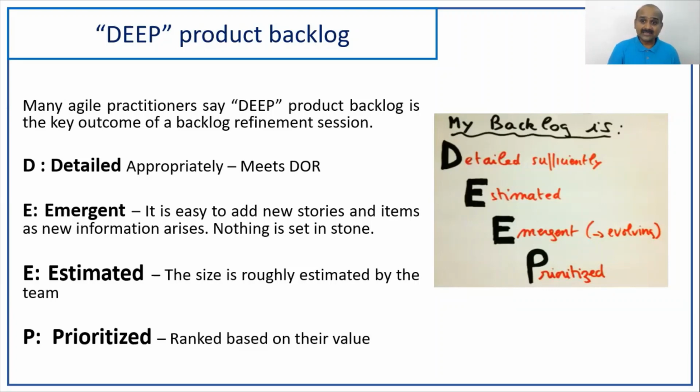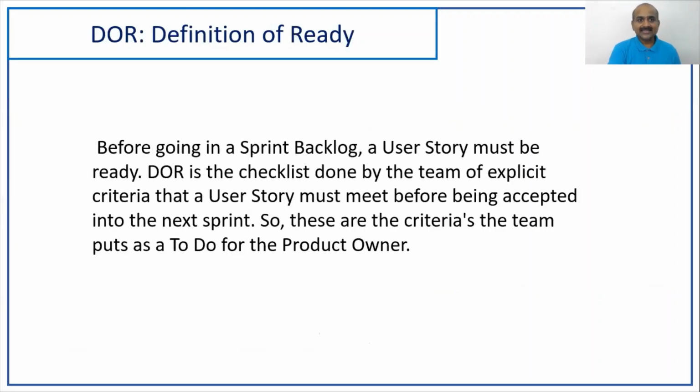The third one is estimated. We should be able to estimate each user story, in terms of story points or t-shirt sizing. We'll be looking at that shortly. And the next one is prioritized, meaning all stories should be prioritized based on a rank. So D stands for detailed, E stands for emergent, E stands for estimated, P stands for prioritized. DEEP. The product backlog should be detailed, emergent, estimated, and prioritized.